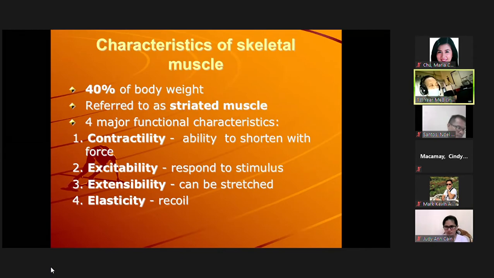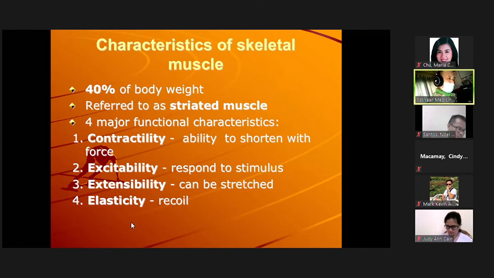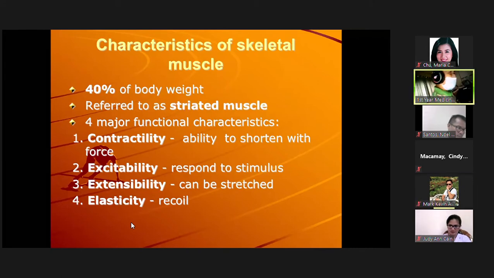Okay, so it can go back to its original shape or length. So that's recoil. Now, Hallelujah, going back to you. Are you now convinced that your penis is also a muscle organ? Regarding the characteristics of the skeletal muscle, I am really convinced, Doc. You're really convinced.